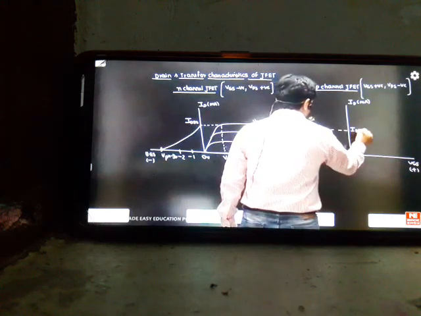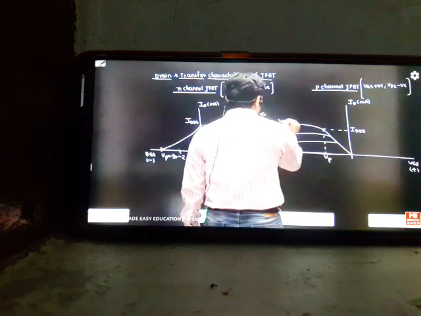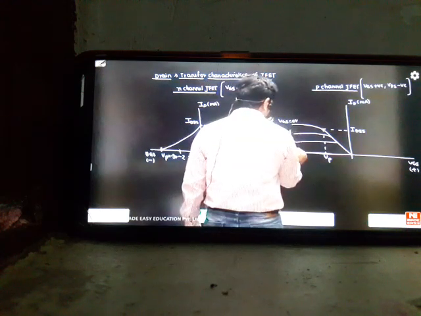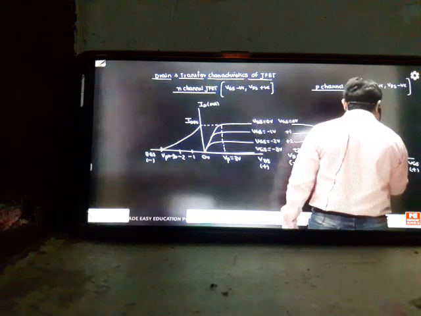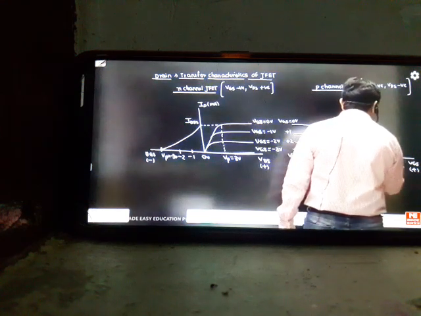This is IDSS, this is VP, this is VGS equal to 0 volts, plus 1, plus 2, plus 3. Here we have the current flow like this. This is your pinch off voltage. This is 0, 1, this is 2, this is 3 volts.